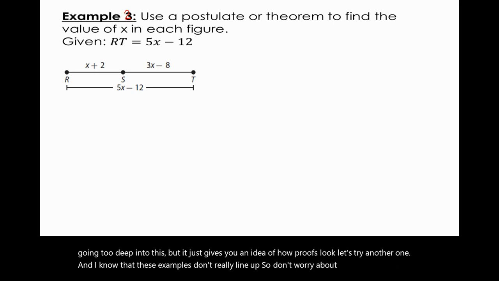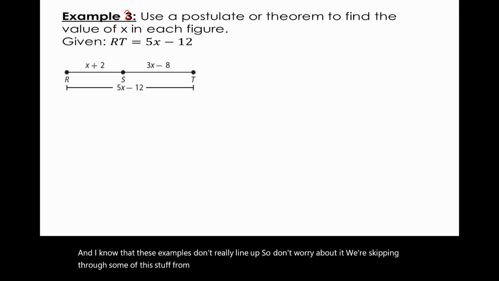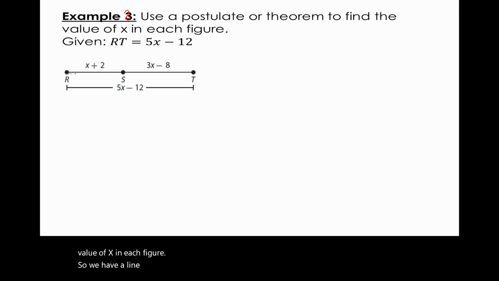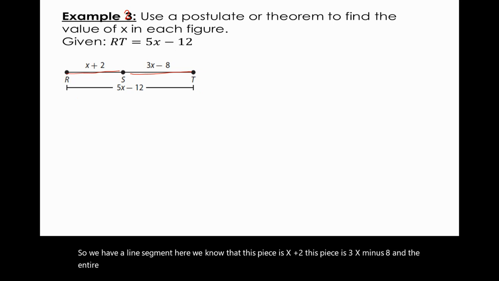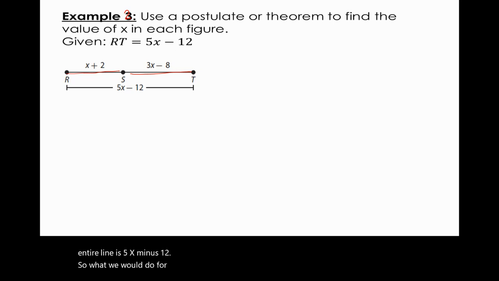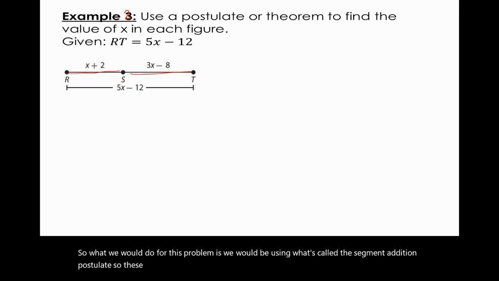We're skipping through some of the stuff from my regular slides. So use a postulate or a theorem to find the value of x in each figure. So we have a line segment here. We know that this piece is x plus 2, this piece is 3x minus 8, and the entire line is 5x minus 12. So what we would do for this problem is we would be using what's called the segment addition postulate. So these are line segments.